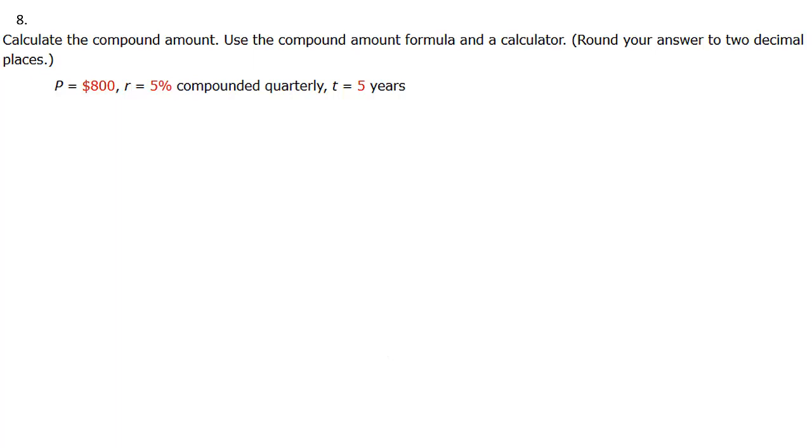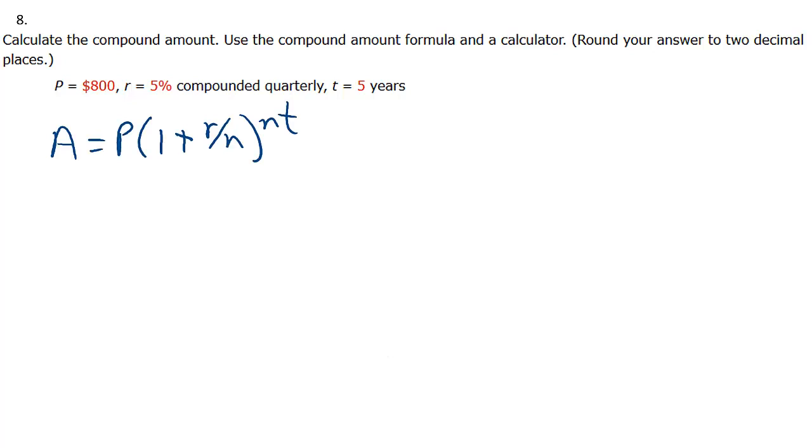Number 8. Calculate the compound amount. Use the compound amount formula and a calculator. Round your answer to 2 decimal places. So we know the principal is 800. We know the interest rate is 5% compounded quarterly, and we're doing it for 5 years.